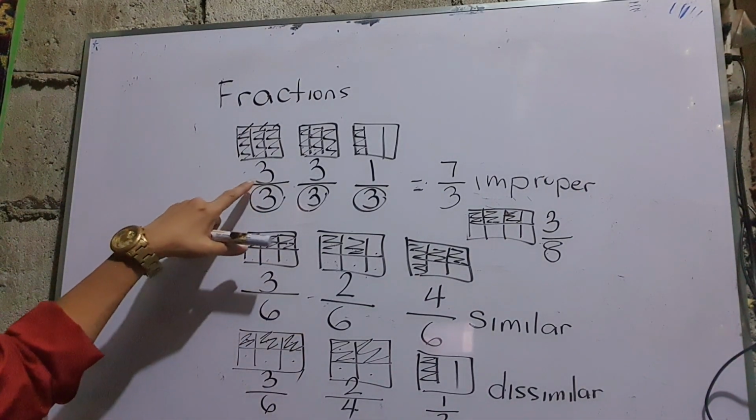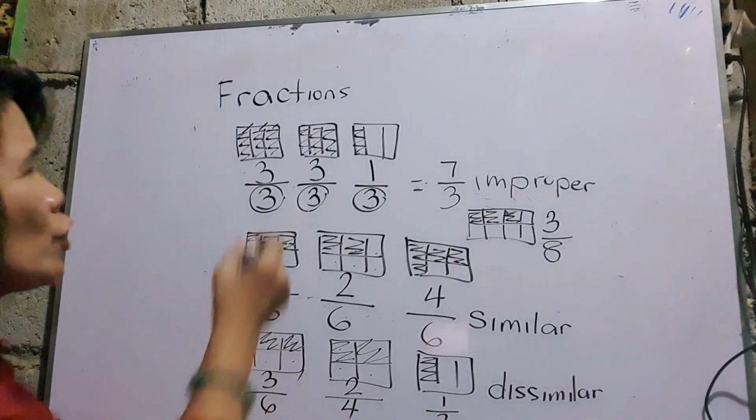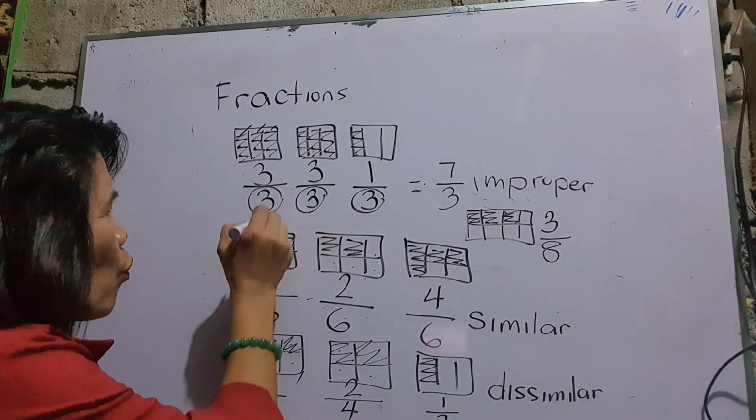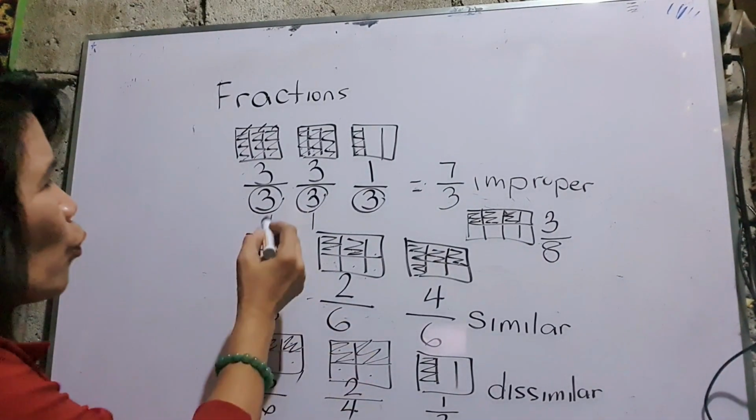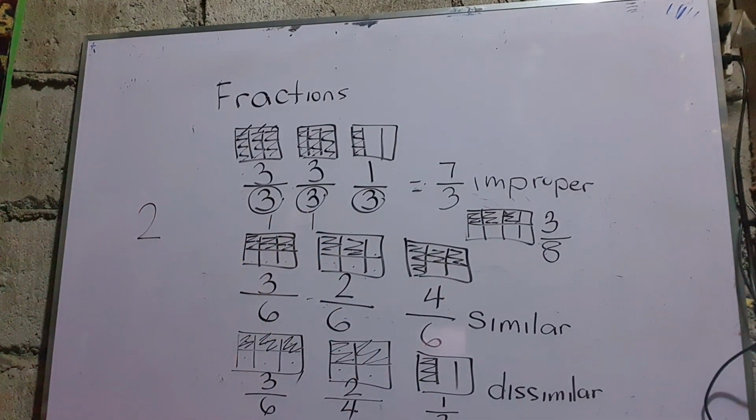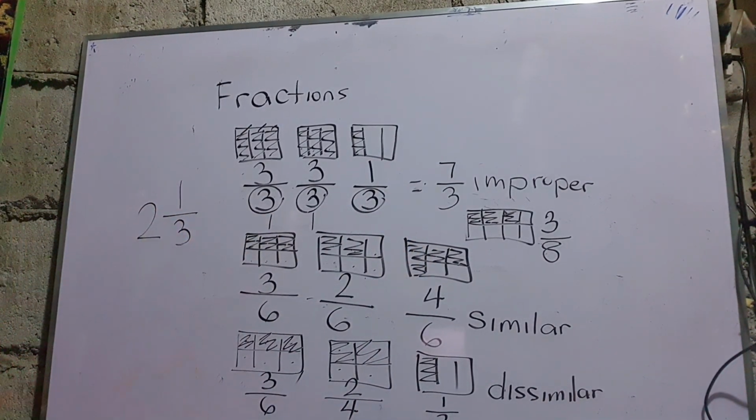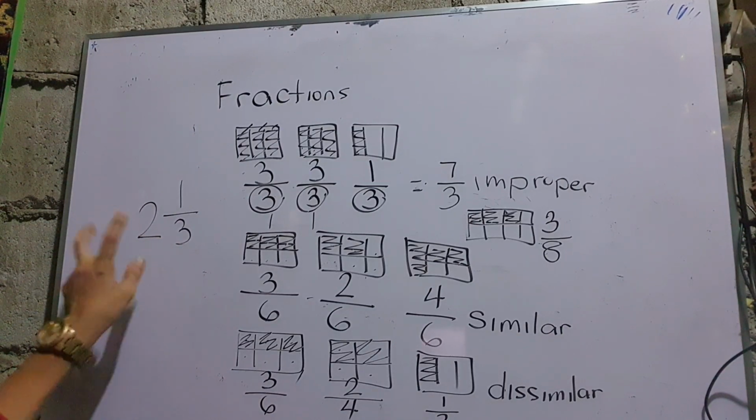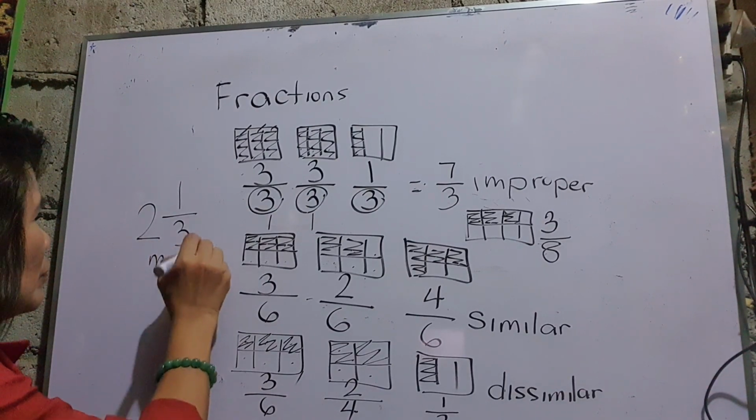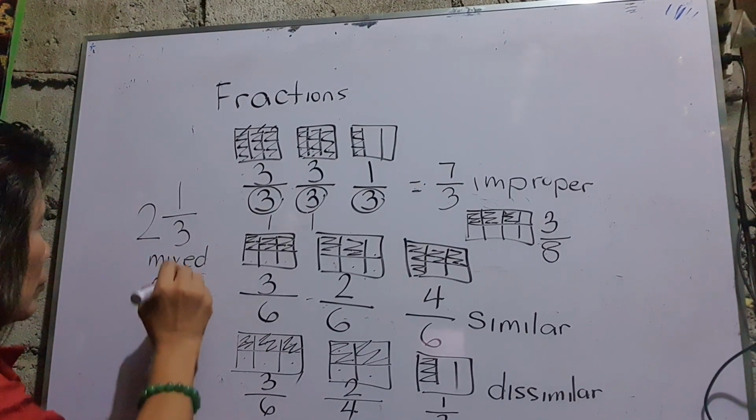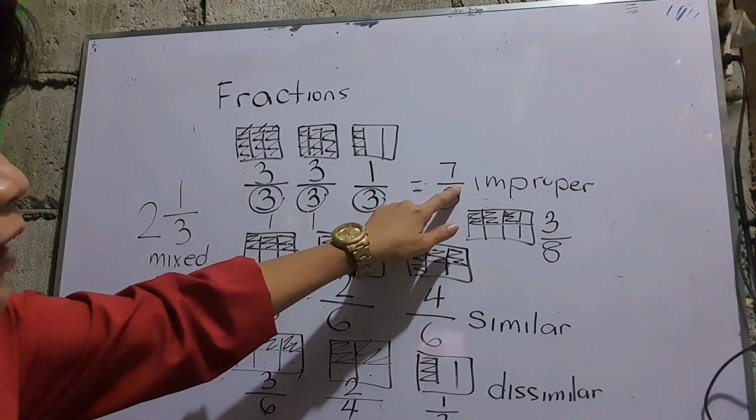Now, kung dito, meron kayo ditong 3 and 3 over 3. So, this 3 over 3 is considered as 1. Ito rin, 3 over 3 is considered as 1. Now, 1 plus 1 is equals to 2. Meron ka ngayon ditong 1/3, kaya 2 and 1/3. Itong tinatawag nating 2 and 1/3, this is what we call the mixed number.